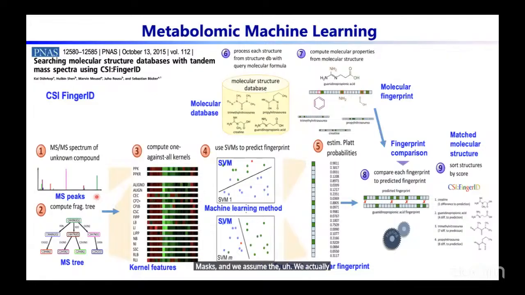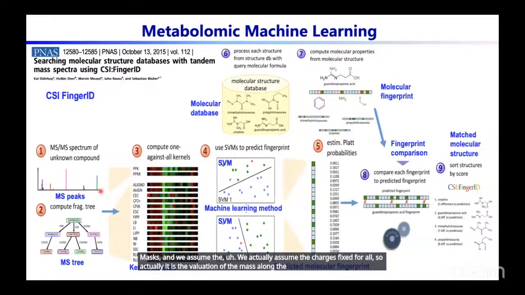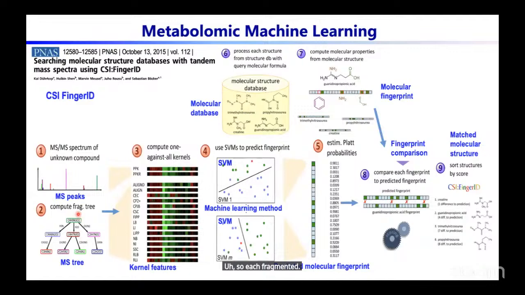We actually assume the charge is fixed for all. So actually it is the variation of the mass along the x-axis, right? So each fragment must be a composition of different items. For instance, for water, we are familiar with H2O, right? Two hydrogens, one oxygen, right? Water, H2O. We know the mass of H, obviously we know the mass of H2, and we know the mass of oxygen, obviously we know the mass of O. So water H2O is simply the mass of 2 H plus the mass of 1 O, right?